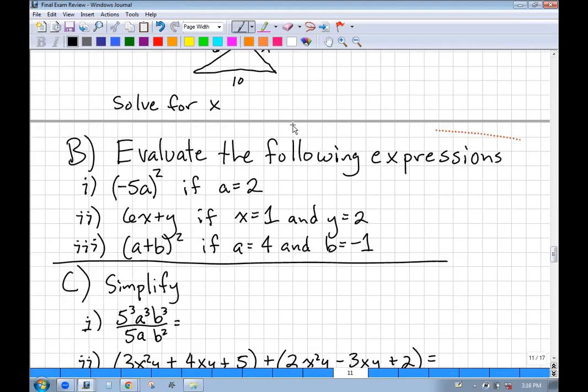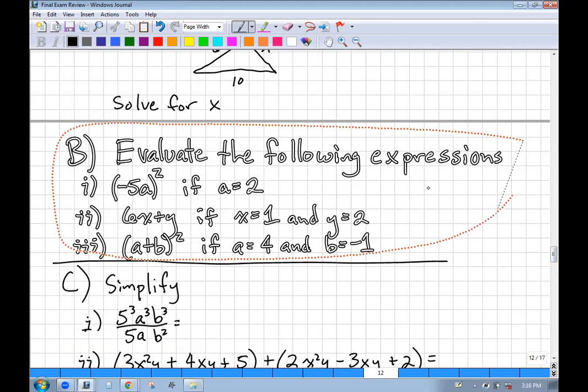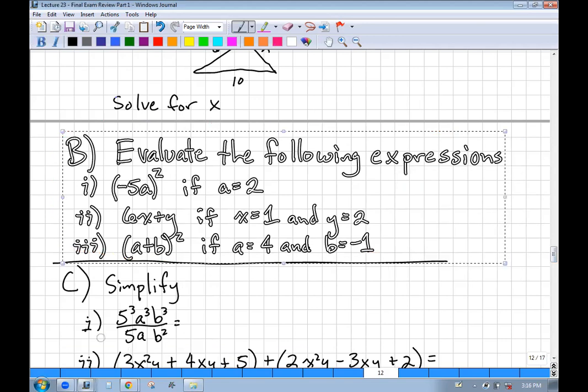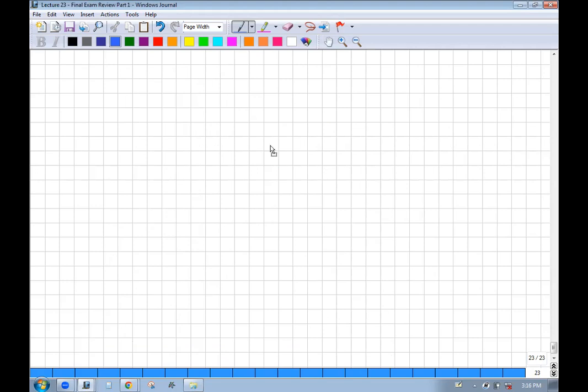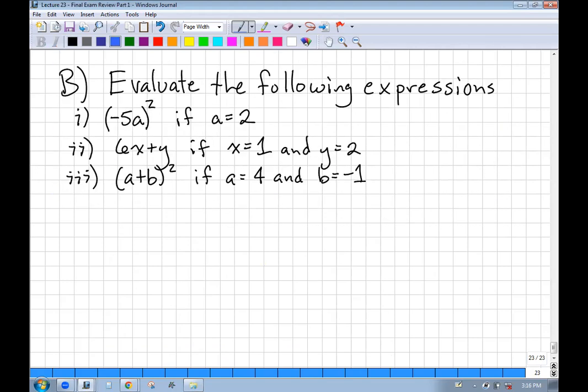Now for part B. Evaluate. All right, so we have a minus 5 a, and a is 2. So I'm just replacing a with 2. So I have a minus 10 squared, which would be 100. But you could probably do that in your head, right? 2 times 5, 10 squared, right? The minuses go away.